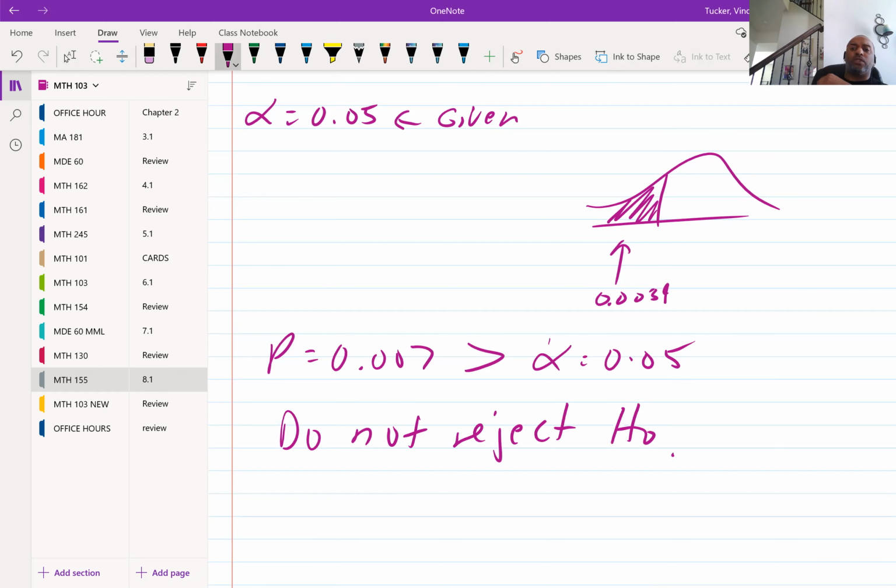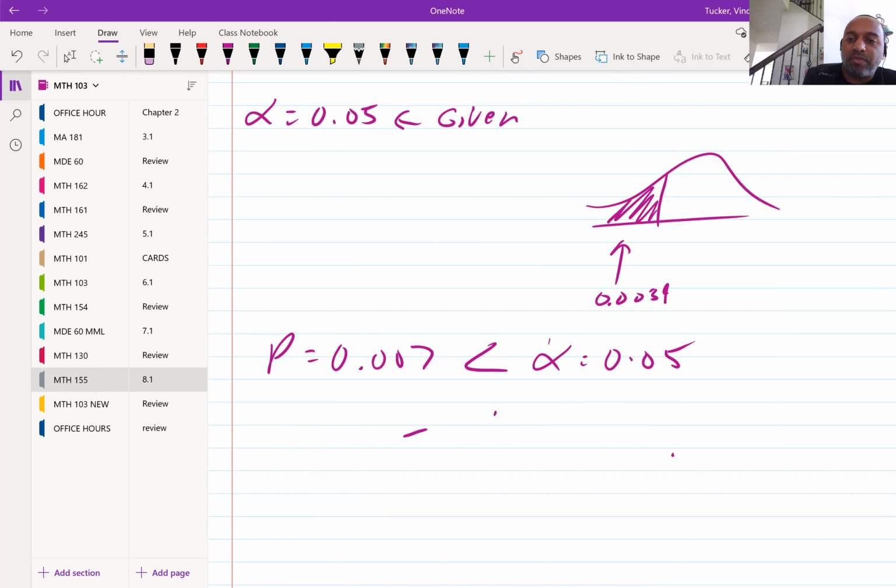All right. So, oops, my fault. I was thinking it was 0.07. It's actually 0.007. So alpha is greater. So reject the null hypothesis. I'll just write H now. So once again, if your p-value is less than alpha, you reject the null hypothesis.